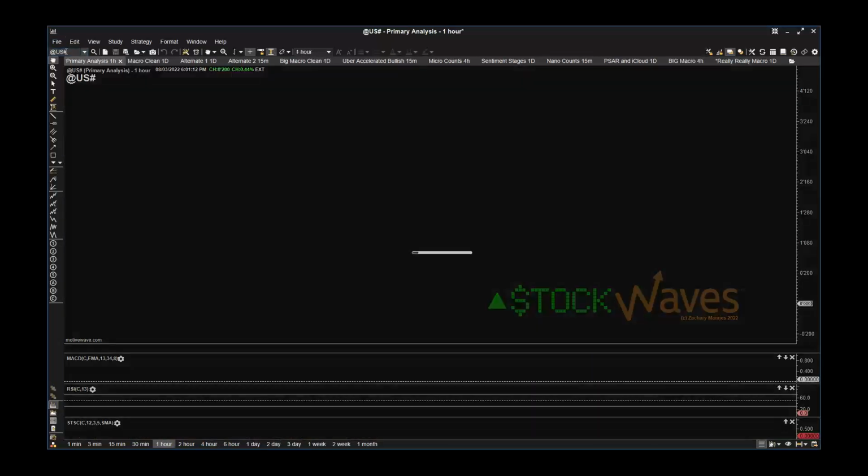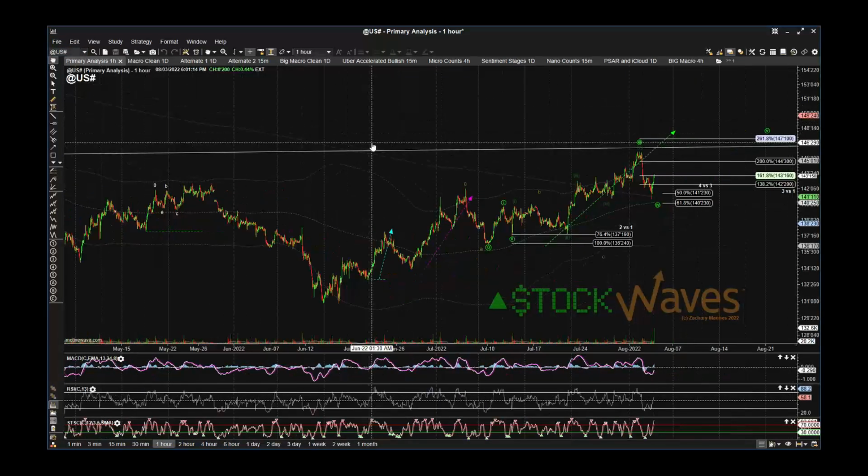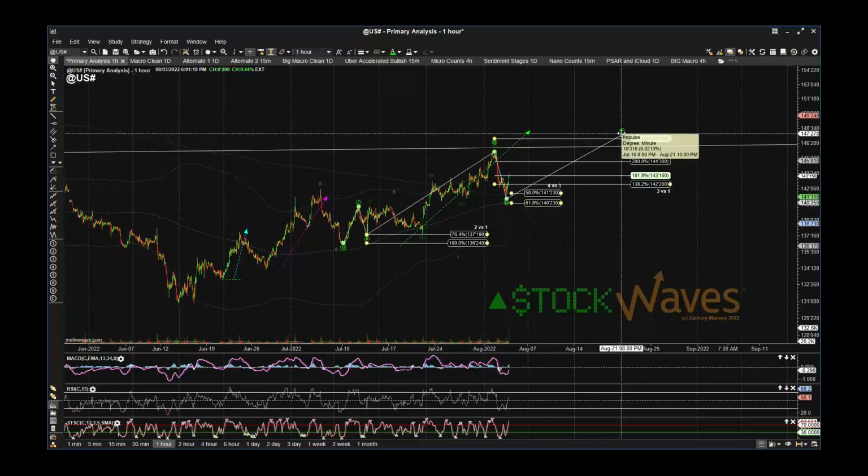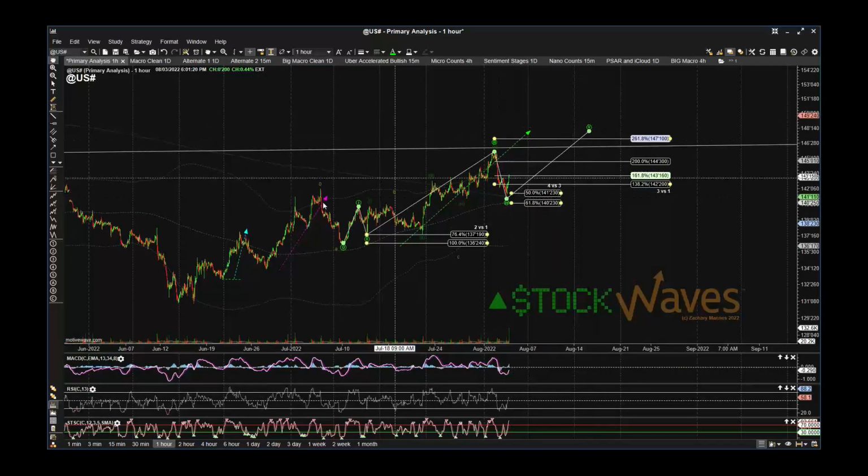Now let's take a look at bonds. Ideally, our 30-year Treasury is working on the 5th wave up, as this is 3 waves up here. I'll go ahead and add the subwaves.